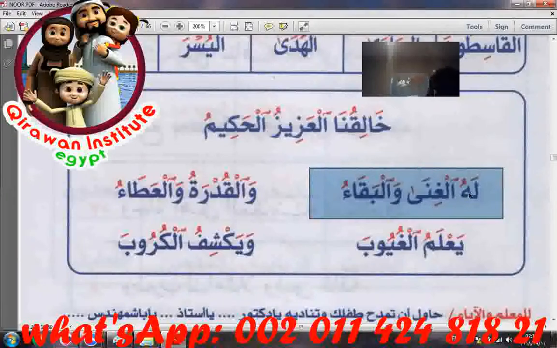So if a word comes before these lunar letters, then you don't pronounce the alif. When we connect the words together, we will not pronounce that, okay? If we start with it, we will pronounce the L. Al-gina, if we start with it. But when we connect the words together, Lahul Gina.